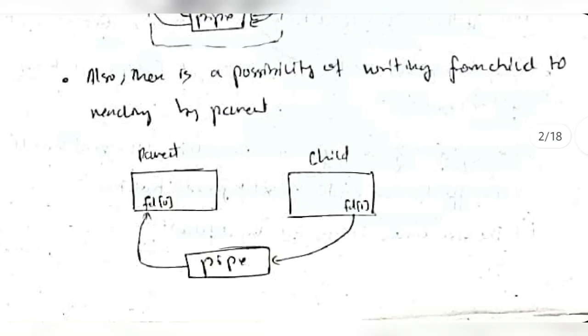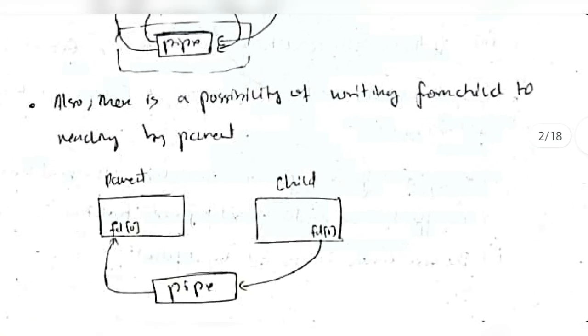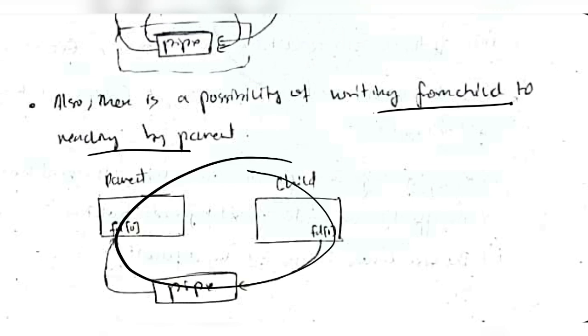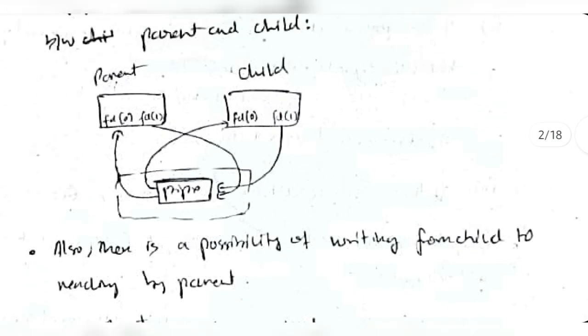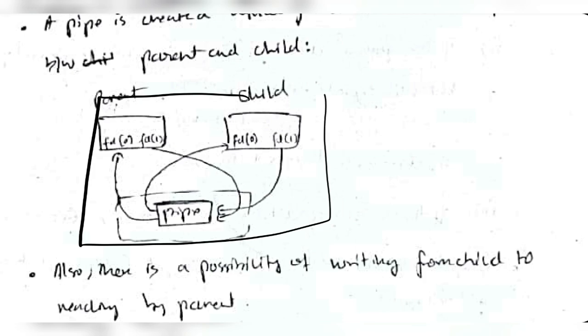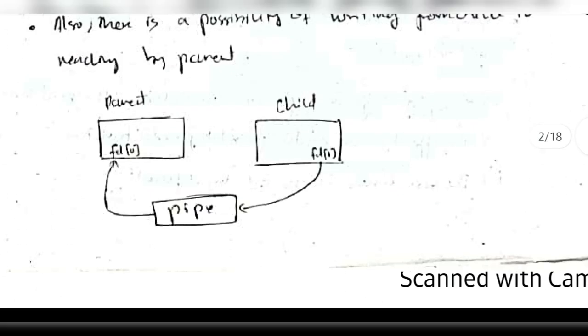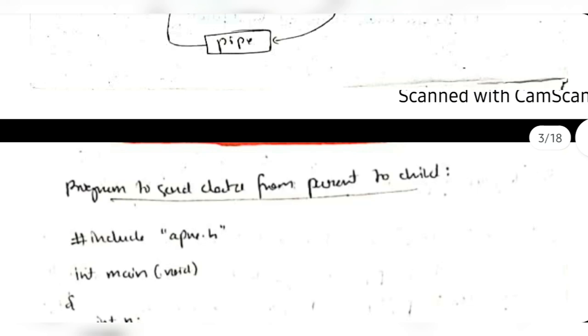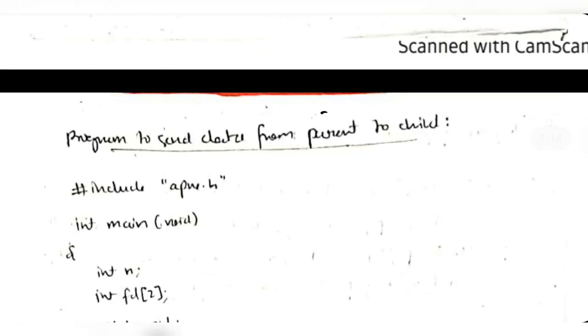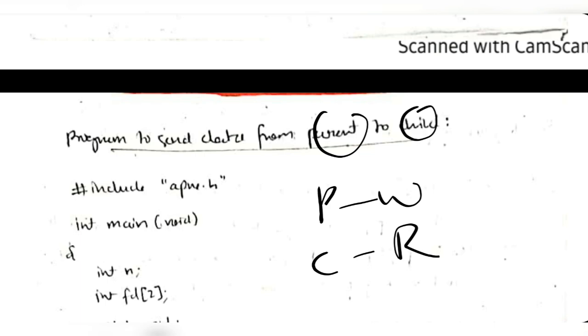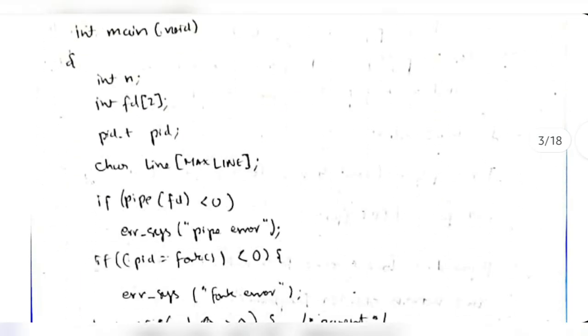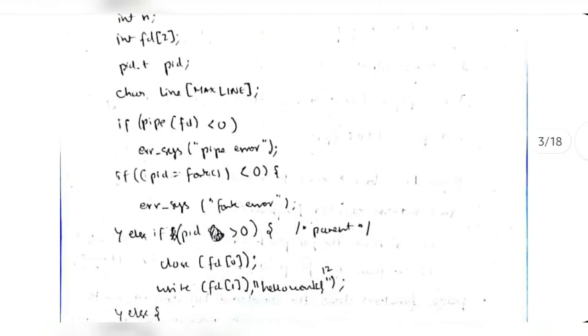And there's a possibility of writing from the child to the parent or from the parent to the child. In that case you will make a single diagram. This diagram is for both cases, from parent to child and child to parent. The program which we are going to write is about parent to child. A parent has written some data and the child will be reading it. So let's go through the program and see what the similarities are and how we can remember it.